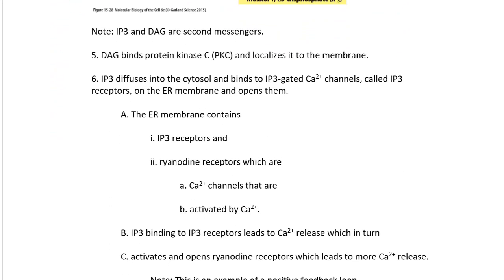DAG binds protein kinase C and localizes it to the membrane. IP3 diffuses into the cytosol and binds to IP3-gated calcium channels called IP3 receptors on the ER membrane and opens them. So these IP3-gated calcium channels are called IP3 receptors. They're on the ER membrane. Remembering the ER stores calcium, so there's a high concentration of calcium within the ER lumen.